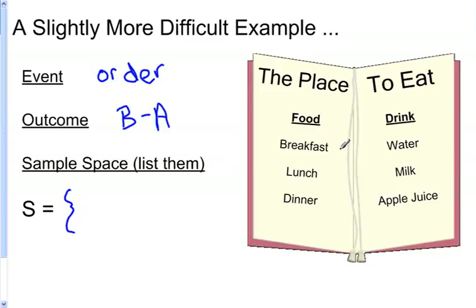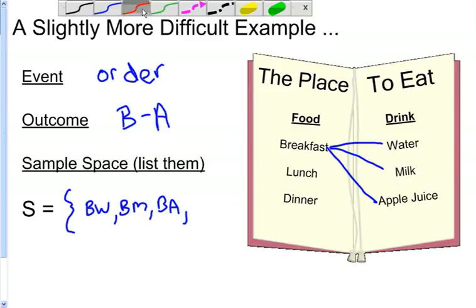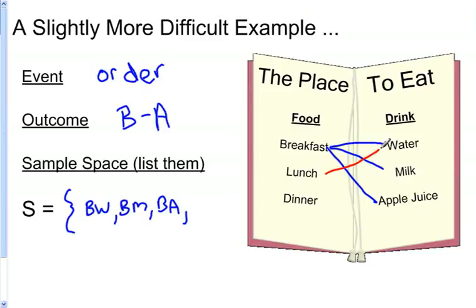Now, there's a lot of ways to do this. I like to keep organized in my head, and I like to go like breakfast water, breakfast milk, breakfast apple juice, and I just kind of list those off. Breakfast water, breakfast milk, breakfast apple juice. Okay, that kind of is all the possible breakfast combinations. Okay, then I can go ahead and I can move on to lunch. It's possible that I order lunch with water, lunch with milk, lunch with apple juice, and I'd list those out too. Lunch with water, lunch with milk, lunch with apple juice.